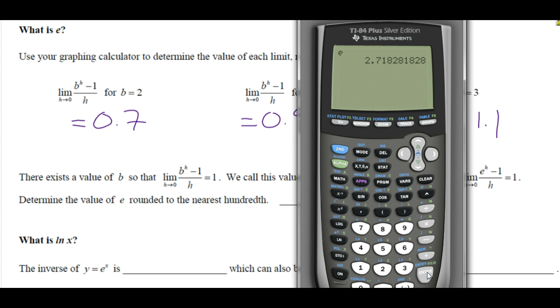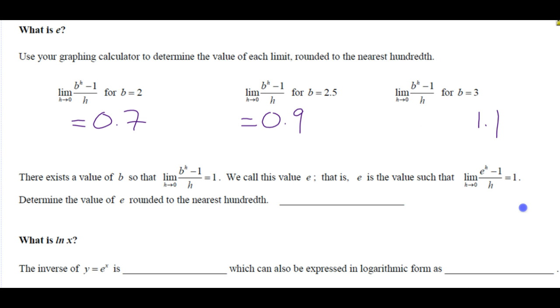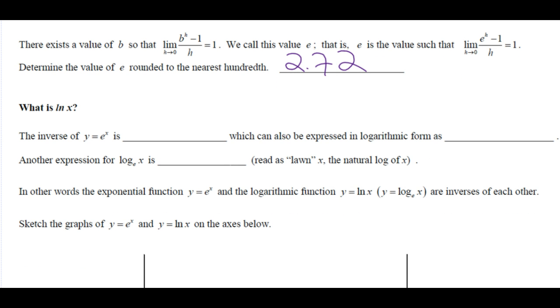And it's really 2.718. It's known as the limit of natural growth, this value e. It's important in calculus. So this 2.72. What is ln x? Natural log. Yeah, the natural logarithm. It's the logarithm base e.